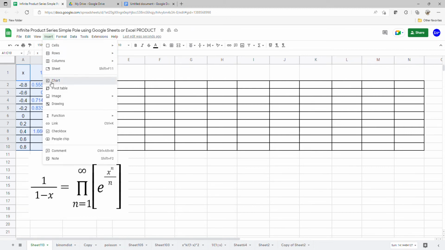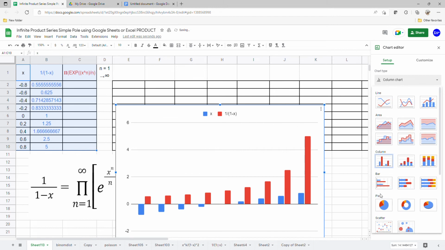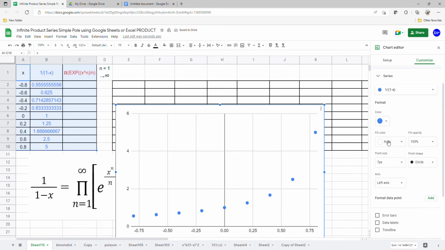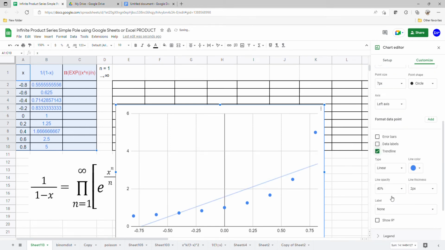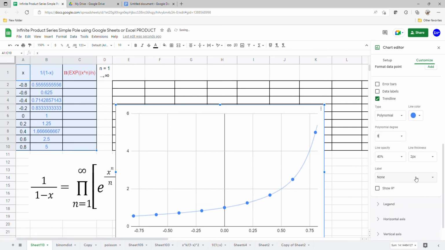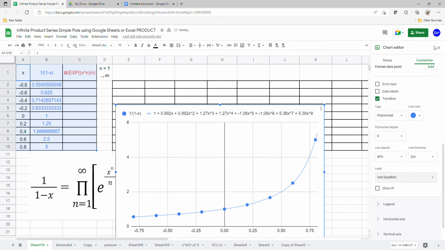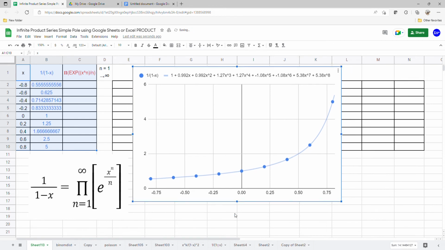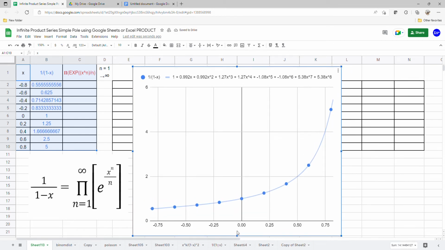Insert chart. And we use scatter chart. Row 1 as header. And show the trend line. Under series, hit the trend line. The type, polynomial. The degree, 8. For the label, use the equation. So here's our trend line and polynomial of 1 over 1 minus x.